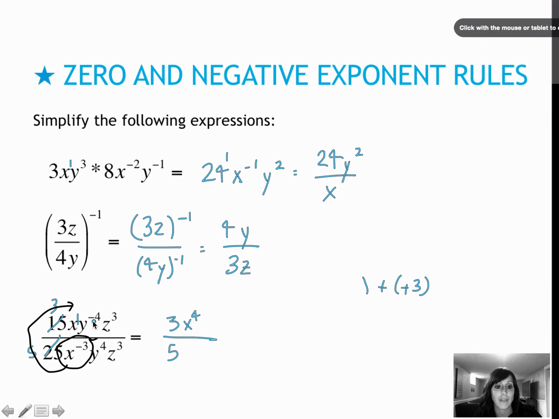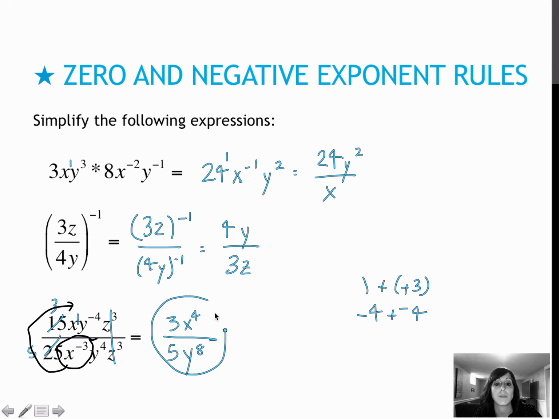For my y's, I have negative 4 minus 4. Again, be careful. Negative 4 minus 4 is negative 8. Because it's a negative, I'm going to move it directly to the bottom of the fraction, y to the 8th on the bottom. And then 3 minus 3 is z to the 0, and z to the 0 is 1. So that is my final answer.